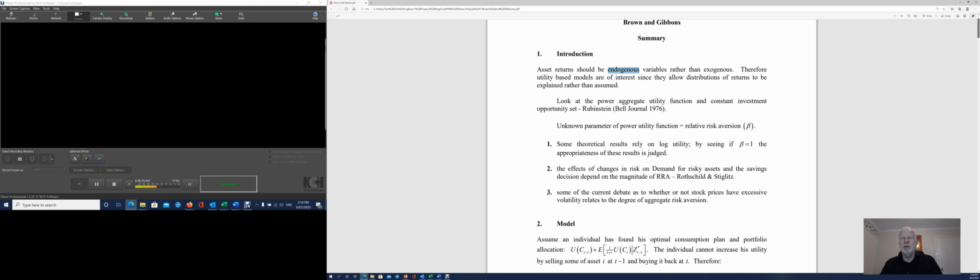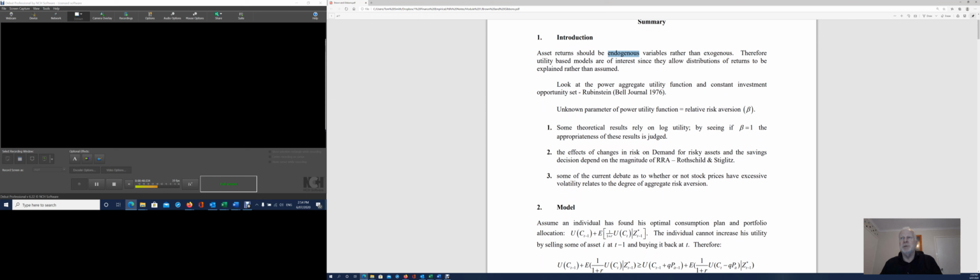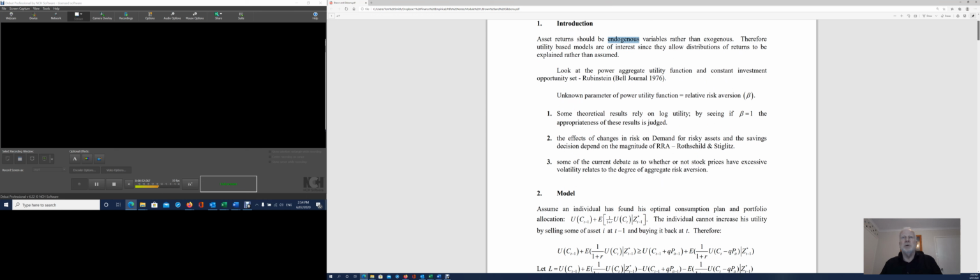Therefore, it's good to look at utility-based models because they allow you to be silent on the distribution of returns. It makes a lot of sense. It is silly to assume a specific distribution like multivariate normality, right? So the returns themselves should be endogenous and should come from the model. Okay. They're going to look at the power utility function, and particularly the situation where the power is 1. In that case, it reduces down to log normality.